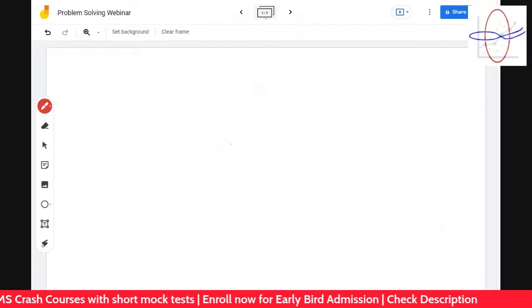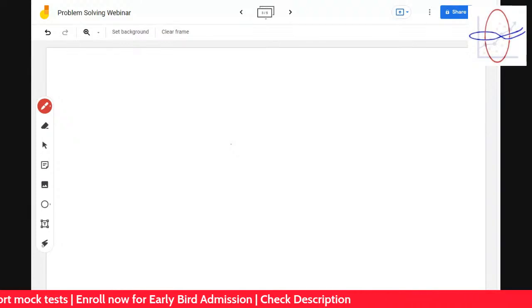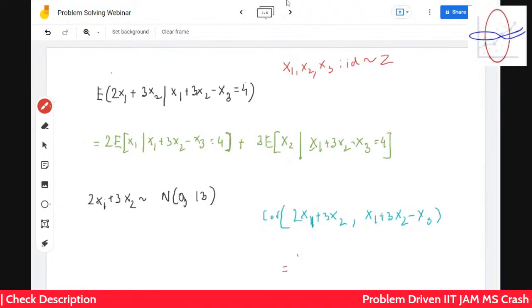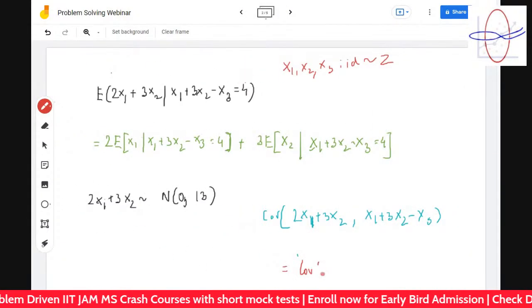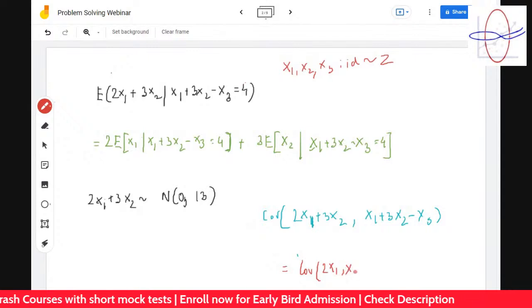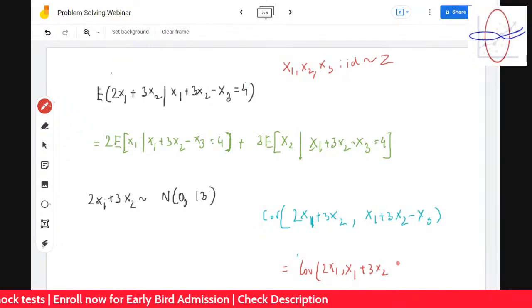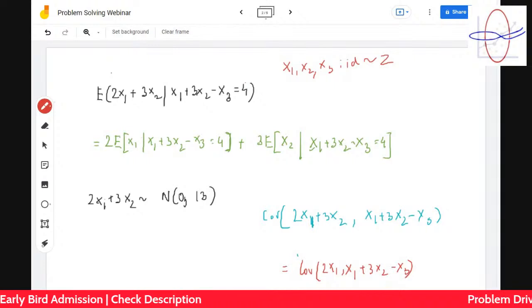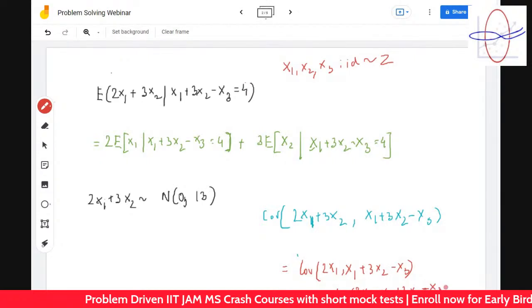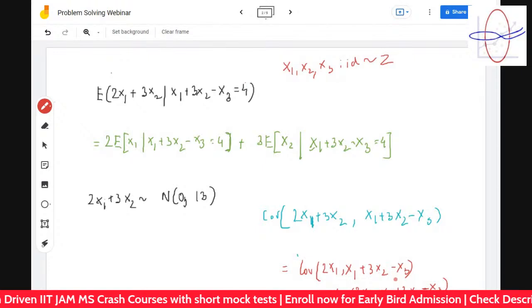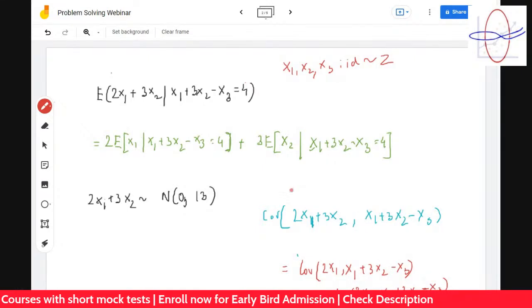I couldn't hear you, Sneha. You told me something. So you mean that, for the addition of two random variables, the covariance splits. Yeah, right, that's the property. So we can write it like this: covariance of 2x1 comma x1 plus 3x2 minus x3, plus covariance of 3x2 comma x1 plus 3x2 minus x3. Likewise, we can bifurcate the second term as well. So do that and tell me what will come out to be?